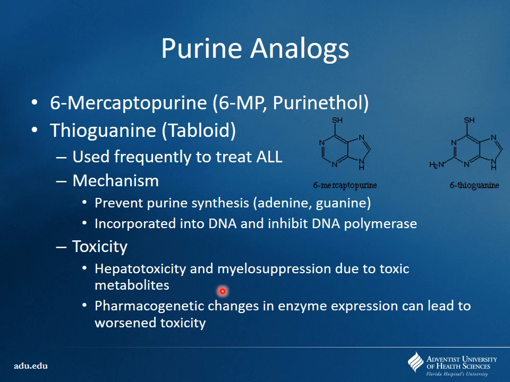What's kind of interesting is that you guys remember pharmacogenetics? What is that? Basically your genes affect how you handle drugs, right? So it can affect the metabolism of drugs. Remember we talked about hydralazine and isoniazid, and how that can affect your acetylation pathway. Some people are fast acetylators, some people are slow acetylators. Same thing can happen here, where you can have changes in expression of certain genes that lead to worsened toxicity. So this may be something you monitor for in some of your patients prior to them getting these medications.